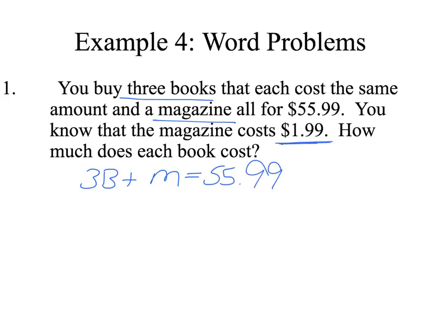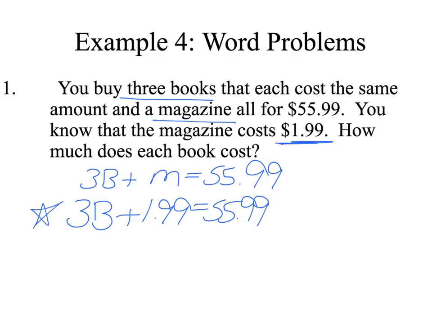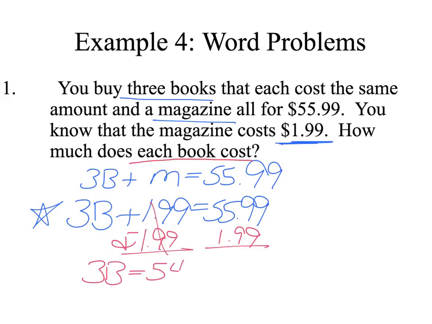Well, it then tells me that my magazine was $1.99. So let's put that in there. 3 books plus my $1.99 for my magazine is 55.99. And that right there is the equation that you're looking for. We're going to go ahead and solve this one because it does actually ask us how much does each book cost. So the equation is the piece starred in blue, but now I'm going to go through and solve it. So I'm going to subtract $1.99 from each side. So that gives me 3b equaling 54.